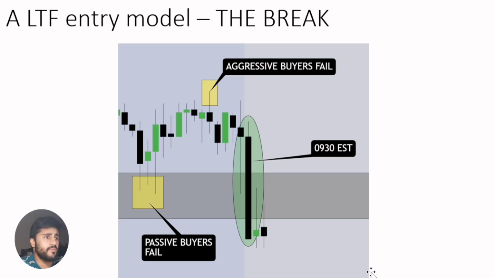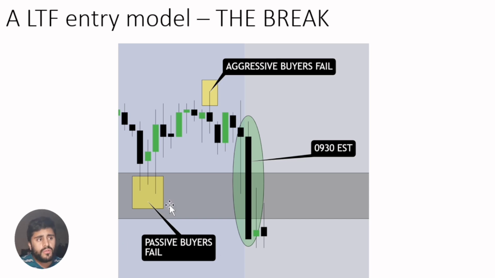So here we have the lower time frame entry model. What we're looking for is for the level to hold, for it to break, then for a retest. Now you need to understand what's going on at each of the regions. So what's going on at region number 1? In region number 1, we see passive buyers here, right? So passive buyers in this region.